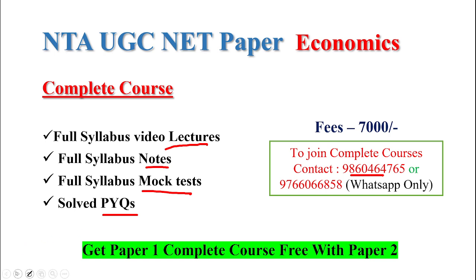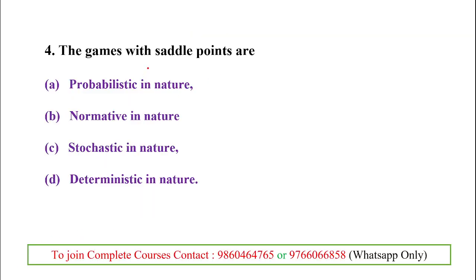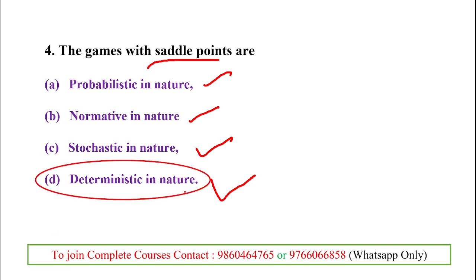Okay. Then the next question: the games with saddle point are probabilistic in nature, normative in nature, stochastic in nature or deterministic in nature. So the answer is deterministic nature. Of course, the saddle point gives the game a deterministic nature, because the saddle point is the optimal strategy for a game. An optimal strategy means a deterministic way.